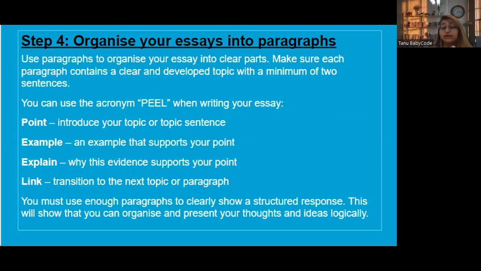Now you can use this acronym PEEL whenever you're writing your essay, because PEEL means: P stands for point, where you introduce your topic and your topic sentence once you start making a paragraph. E stands for example, an example that supports your point. Next, E stands for explain why this evidence supports your point. That means an explanation for that. And L stands for link. That means a transition to the next topic or paragraph. So this is most important: focus and organize your essay into paragraphs with these 4 things.